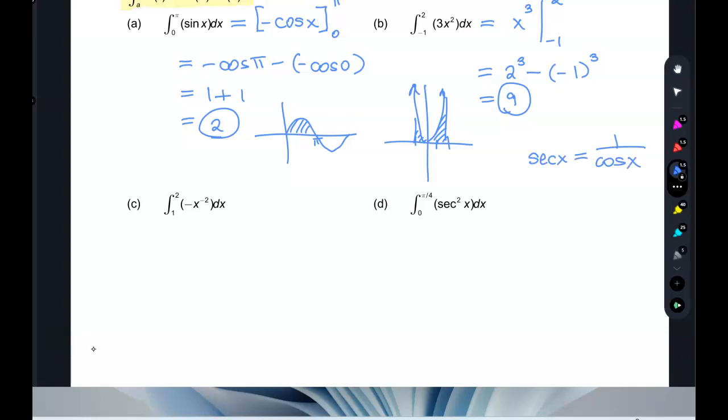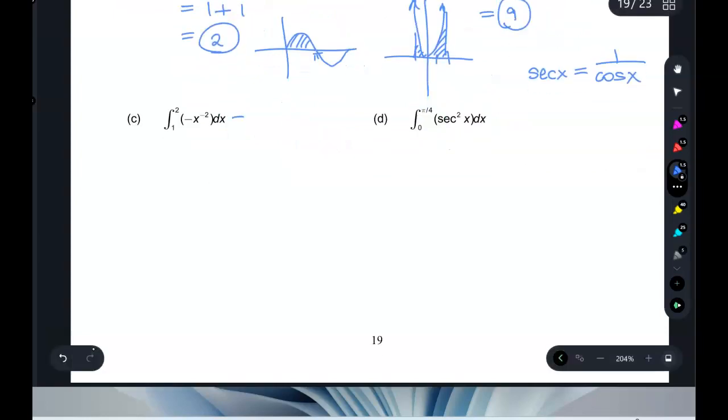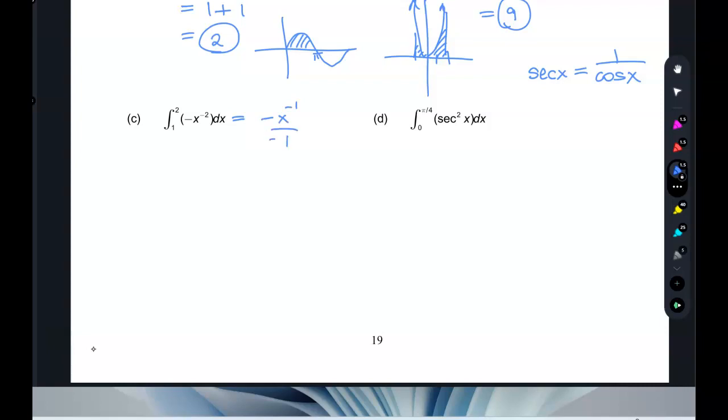Okay, how about the next one? What do we get? Negative x to the negative 2. So that's going to become negative x to the negative 1 over negative 1, evaluated from 1 to 2. So it's just going to be 1 over x. So we get what? 1/2 minus 1.